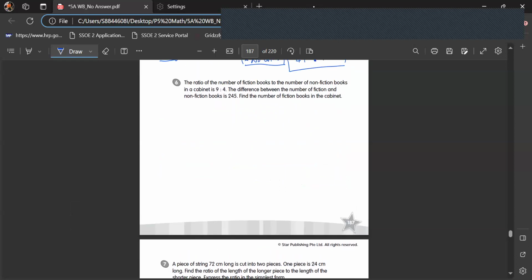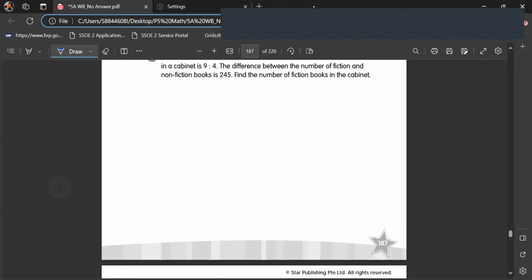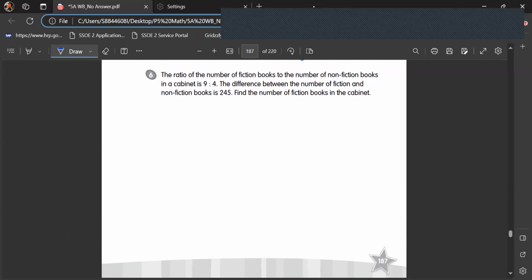This question I think is still quite okay. Page 187, question 6. This one's okay. It's really reading the question, annotating the question, and then doing things step by step. So first, I have fiction books. I can write it as F, and then you have non-fiction. Then you have the ratio, and then you have a difference.